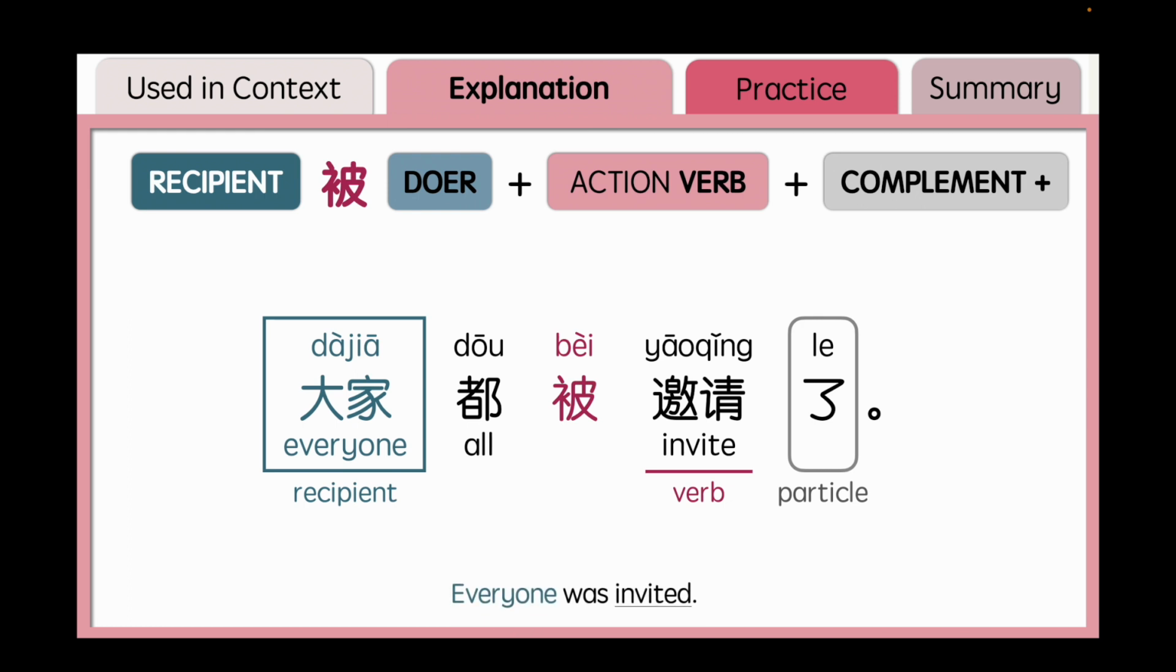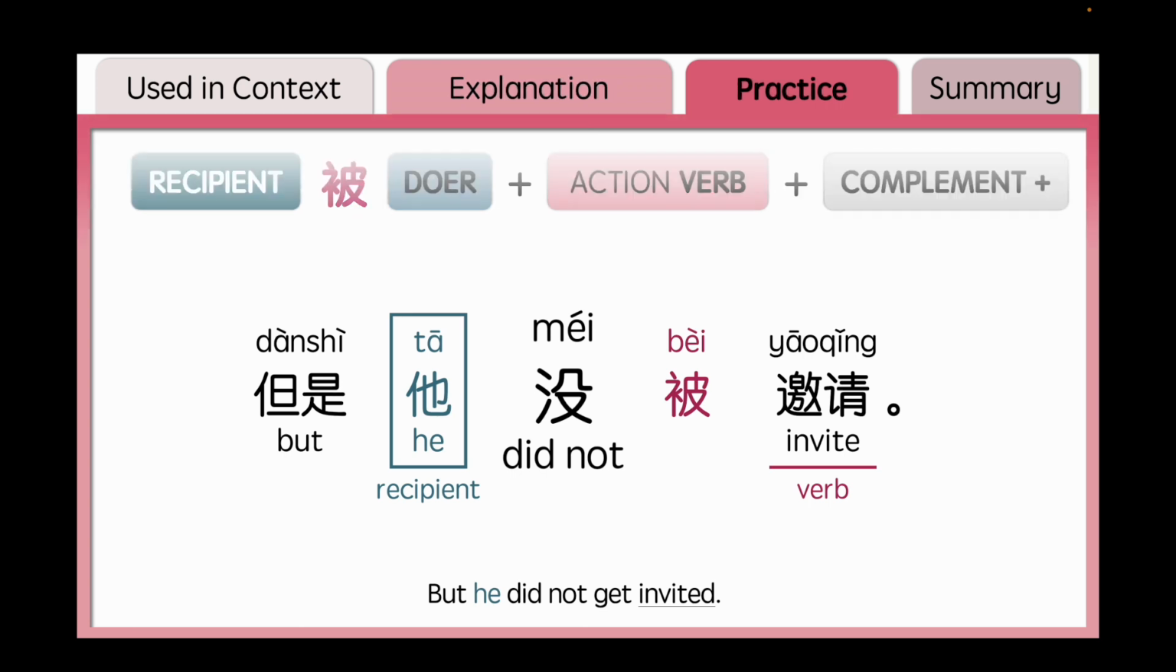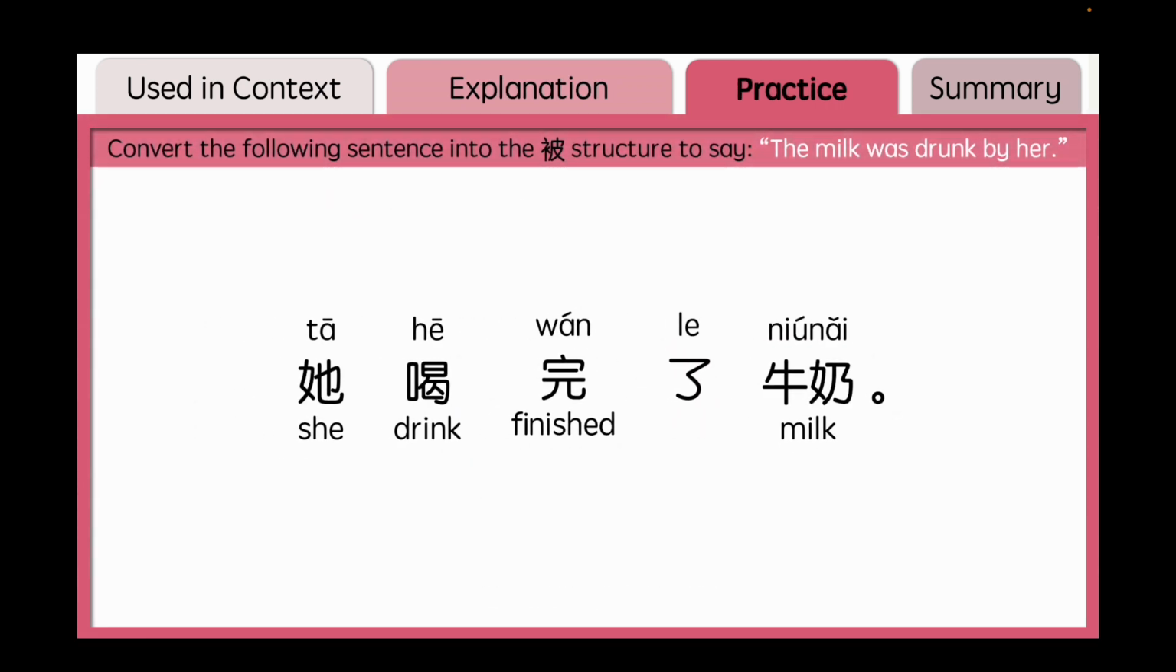Also note that modal verbs such as 想、要、能、可以 and adverbs such as 都、常、就、还、已经 are all placed before 被. Just like in this sentence, 都 comes before 被。大家都被邀请了。If you want to negate the sentence, you can add the negation words 不、没 or 没有 before 被。但是他没被邀请。Okay, now let's do some practice.